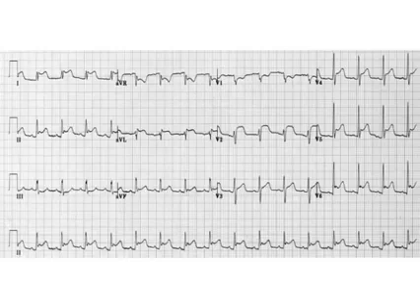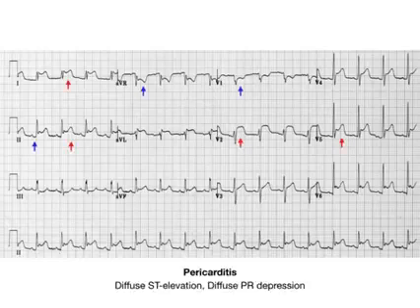Pause the video if you need more time, and in a few seconds, I'll give you the answer. What you see here is pericarditis, okay? Pericarditis classically causes diffuse ST segment elevation in most leads and diffuse PR segment depression, especially prominent in lead 2.